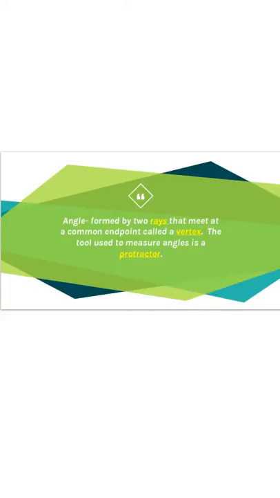Remember that a ray looks like a line with an arrowhead on one side. Remember that the vertex is the corner. And remember, the protractor is the tool that you can use to measure angles.